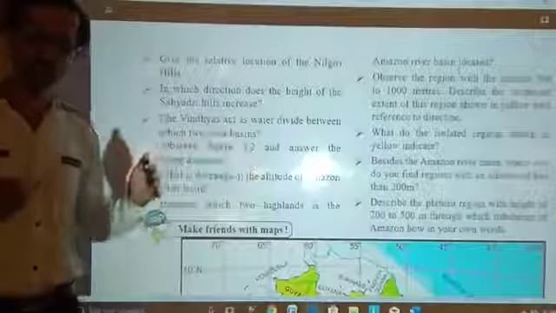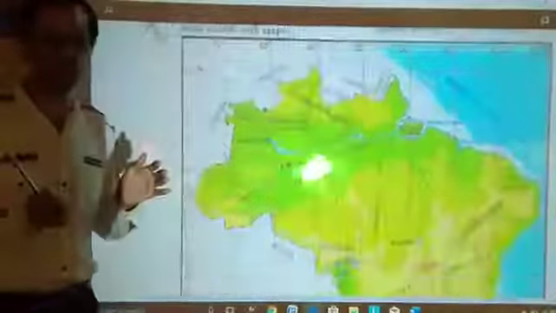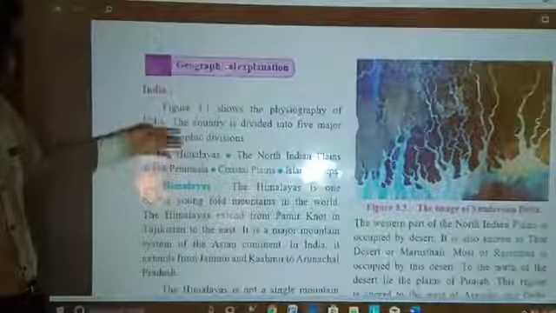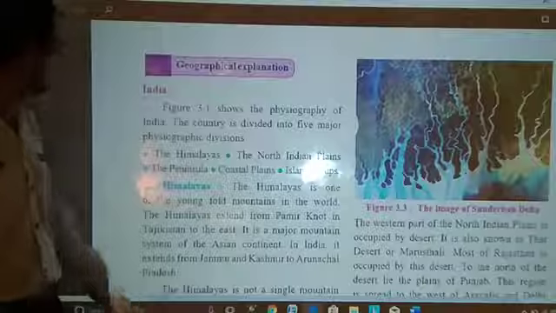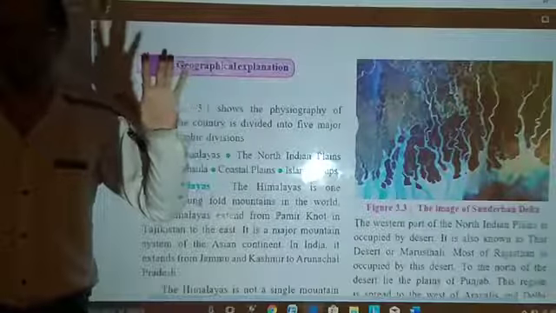Today we are going to continue with the lesson. We are continuing with the text. So now India. Figure 3.1 shows the physiography of India. Obviously, you have seen that map. Now the country is divided into 5 major physiographic divisions.